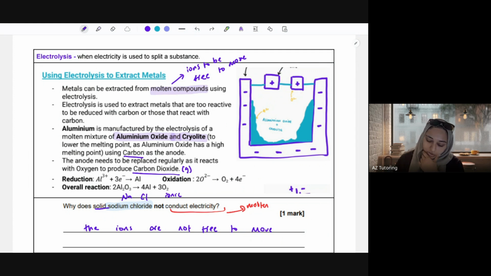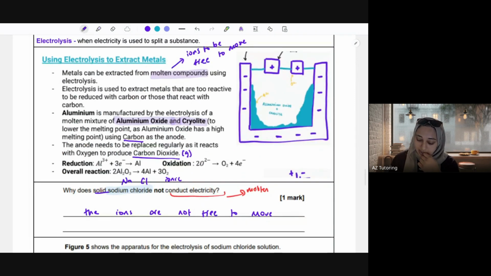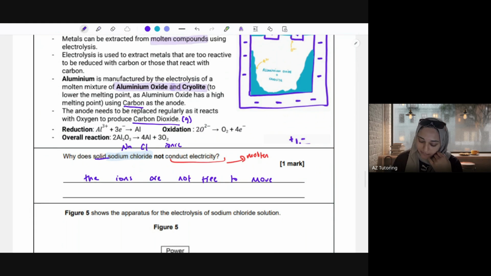If they ask you to suggest an element that could be used to make inner electrodes, you could say graphite, or because graphite is carbon, you could just say carbon as well. You could get a mark for either or. So yeah, the electrodes are made of carbon. We'll come back to this.